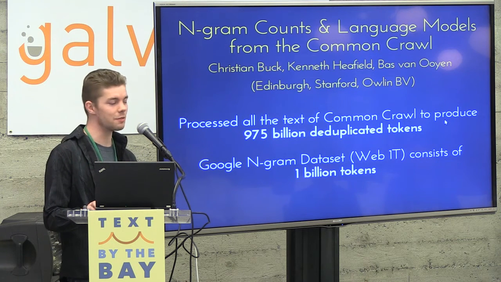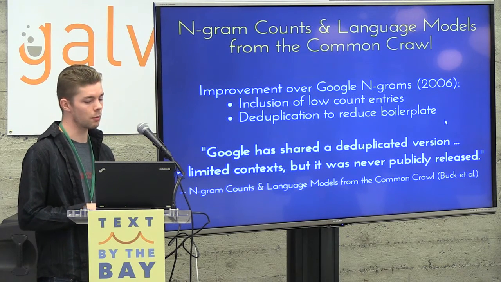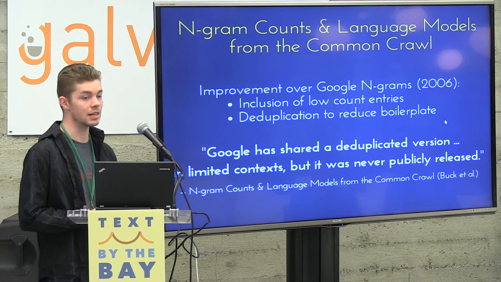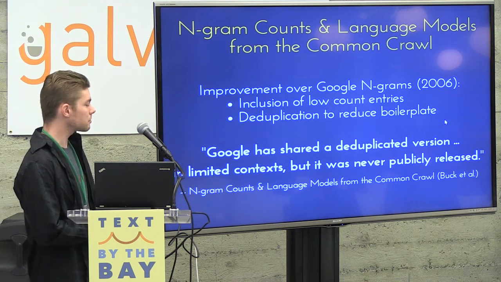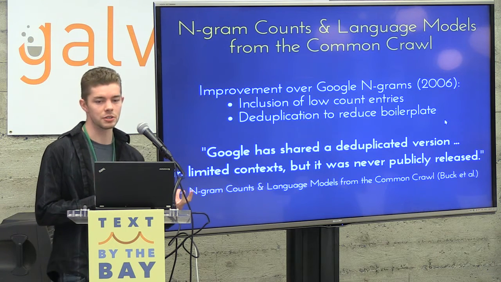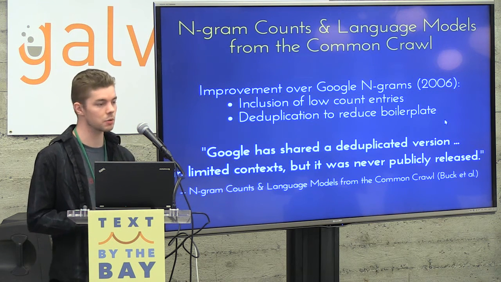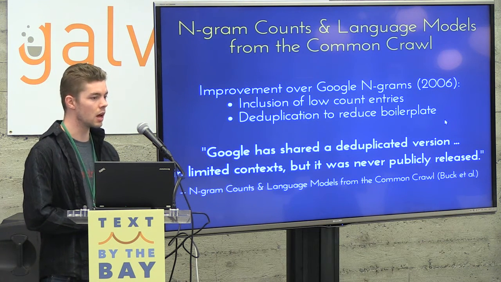On top of this, there are some advantages of the Common Crawl-based Ngram data set compared to the Google Ngram one. There are some technical things such as the inclusion of incredibly low count entries. There's also a more important one, deduplication or reduced boilerplate, which wasn't included in the Google Ngram data set that was released. You can imagine a whole bunch of navigation terms like about us or contact us are hugely overrepresented. Now, to go back to the issues with internal proprietary data sets versus what we'd want from open data, Google has shared a deduplicated version in limited context, but it was never publicly released. It was shared with a few collaborators in a few different papers, but it isn't something that most people can get their hands on.